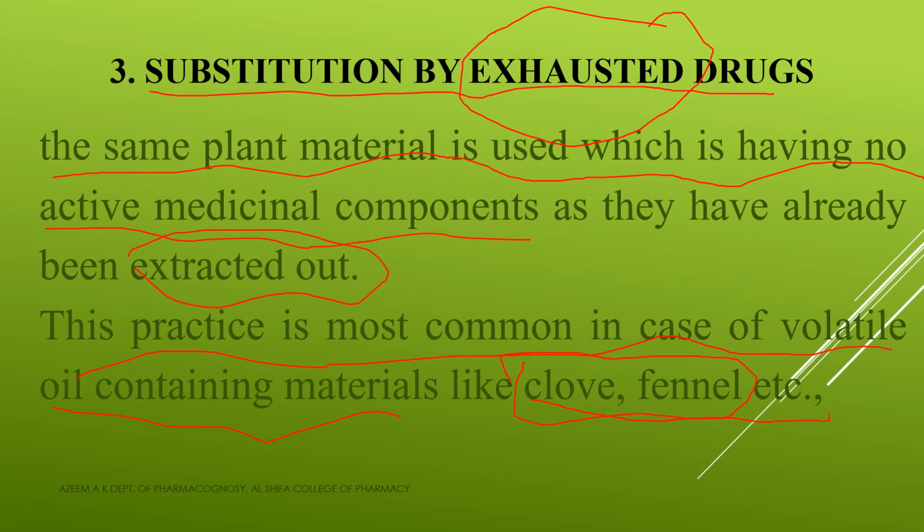Okay, so here the same plant material is used and it does not have any active medicinal component because we already extracted the active medicinal component present in that original plant drug. Clear? And this practice is most common in the case of volatile oil containing drugs like clove, fennel, etc.